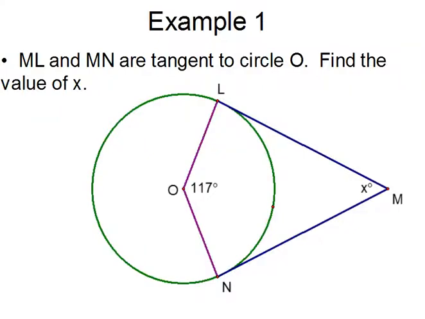Alright, so let's try one. It says ML and MN are tangent to circle O. So if ML is tangent, that means this is a right angle. And if MN is tangent, then this is a right angle. And we know for a shape like this that has four sides, it adds up to 360 degrees total. So if we add it all up and subtract from 360, we get 63 degrees for x. Okay, so you take 360 minus 117 minus 90 minus another 90 and get 63 as your answer.